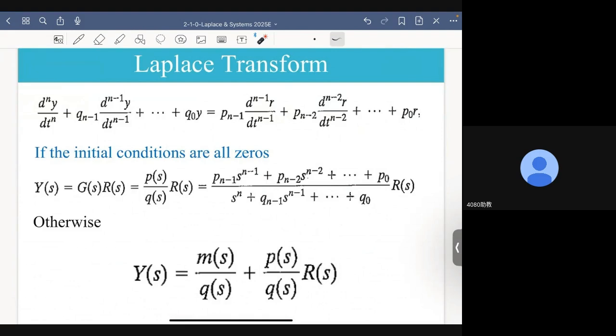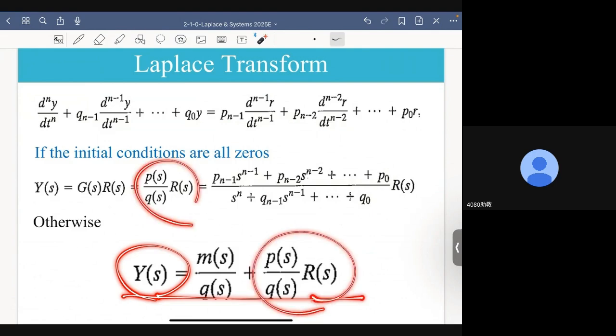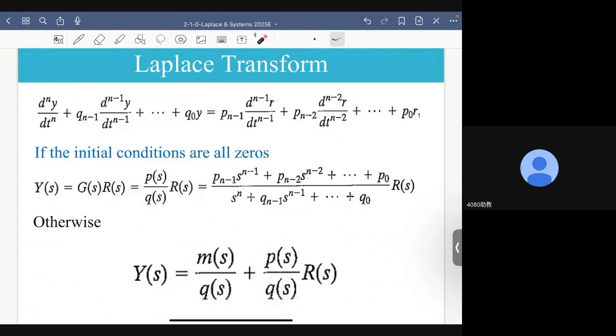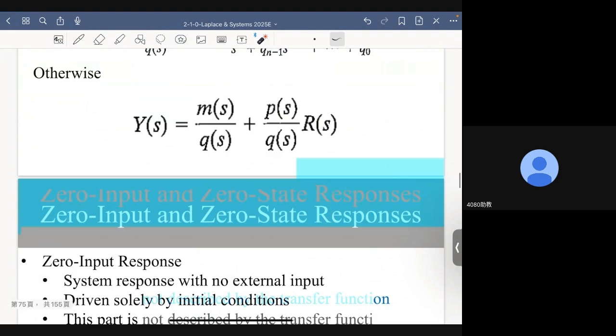Okay. Now, again, P of s and Q of s can be easily determined from the given differential equations. And this is the transfer function. If initial conditions are not all zeros, then Y of s can be rewritten as this. This is the same as this, okay? And so M of s represents the contribution from the initial conditions, all right?